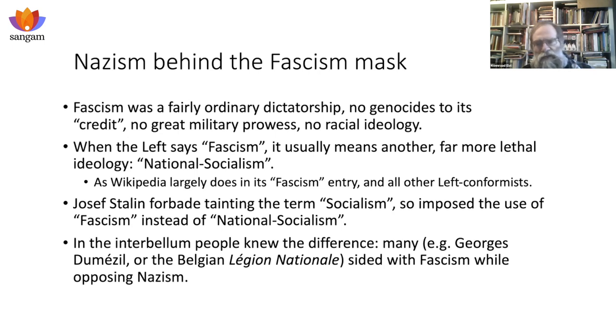This is, for instance, what happens in Wikipedia. You read the article about fascism, and much of it is about National Socialism. You will probably have been surprised by the flag on the first page, because mostly you would expect a swastika flag. And hardly anyone knows the fascist flag. The reason for all this is that Joseph Stalin, the leader of the World Socialist Movement, forbade the tainting of the term socialism by referring to the enemy as National Socialism. And so instead, they had to use the term fascism.